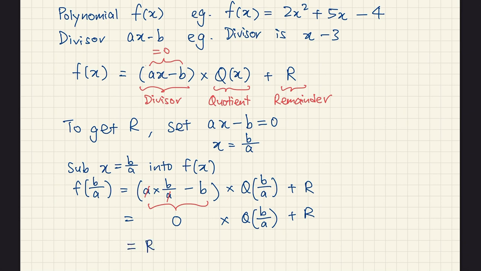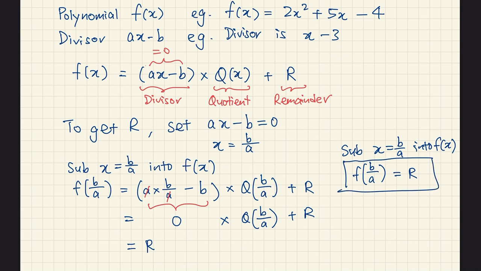So that's how you are told to substitute x equals b over a into f(x) in order to get f of b over a equals the remainder r, and this is the remainder theorem.